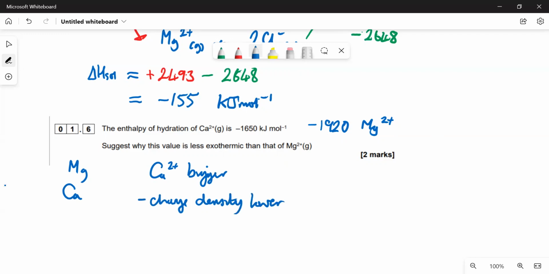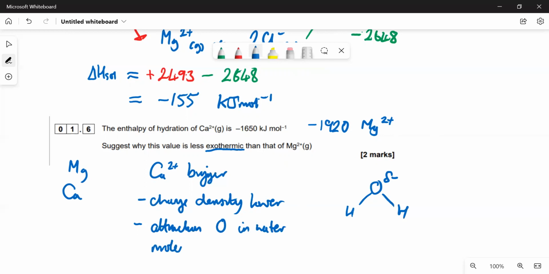Now, why is the hydration exothermic? Well, it's the attraction between the negative oxygen atom on a water molecule and the positive ion. So the attraction to the oxygen in the water molecule is going to be weaker because the charge density is lower.